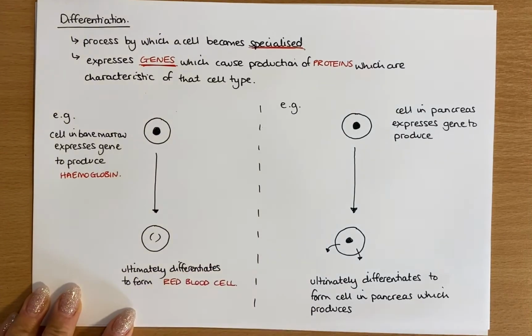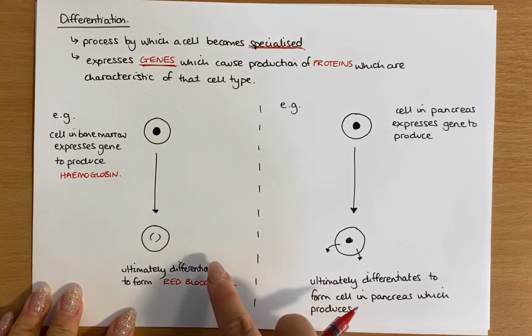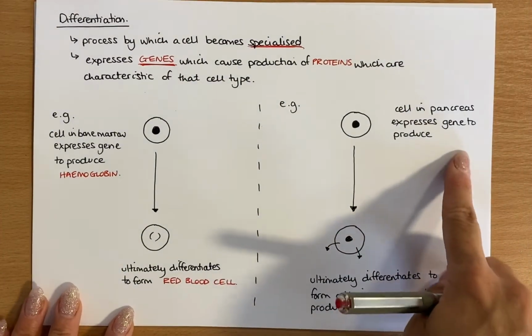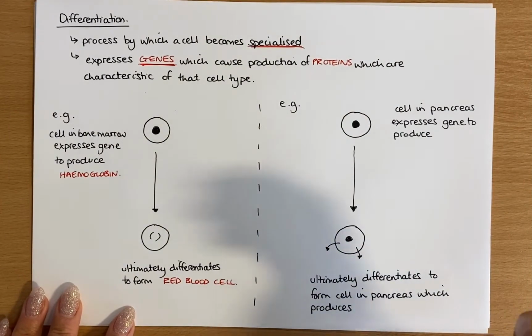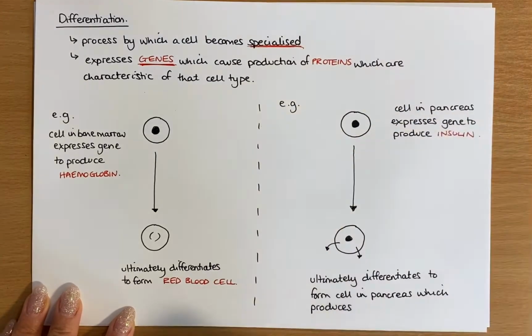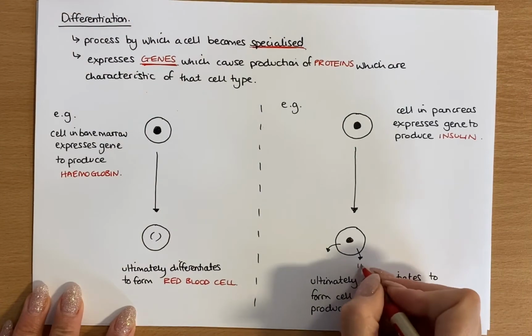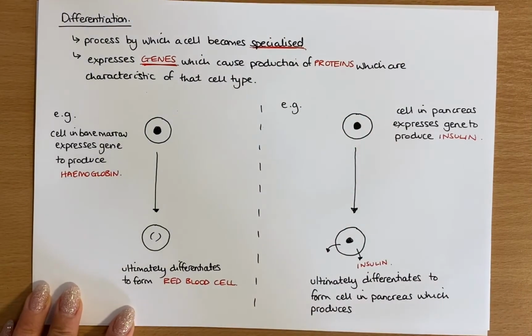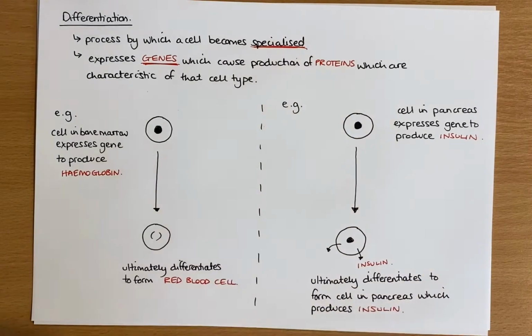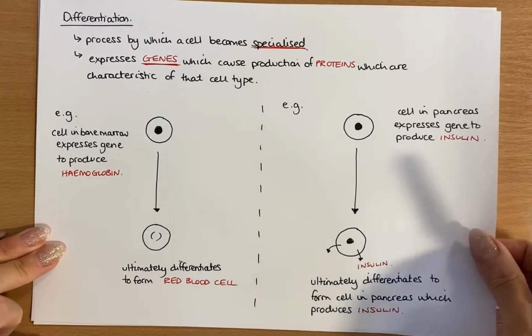So that hemoglobin then is produced, and this cell ultimately differentiates to form a red blood cell. That is differentiation. It is expressed genes that produce a particular protein that then allow this cell to become specialised. Another example here is that a cell in the pancreas would express a gene that would produce a particular protein called insulin. Therefore this cell would ultimately begin to produce insulin, and it would form what's called a beta cell. So differentiation is basically just your cells expressing particular genes to then cause the production of proteins that would make them specialised to suit a particular function.